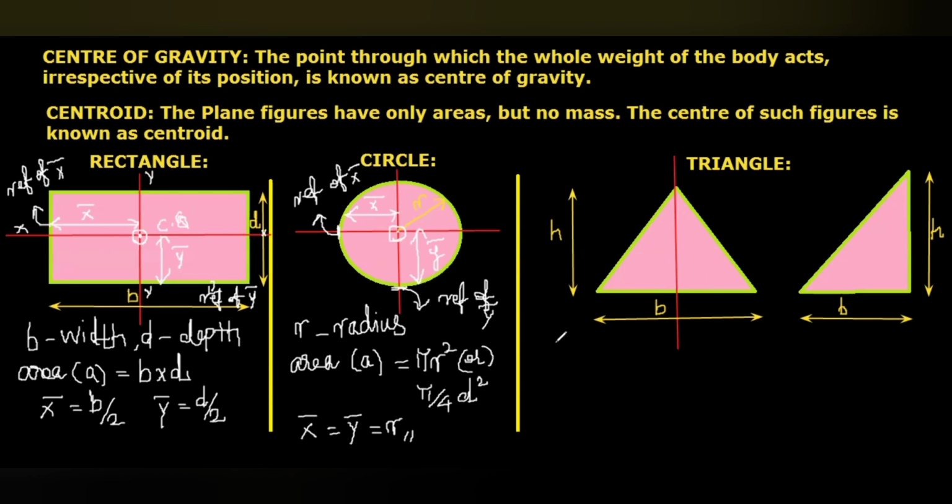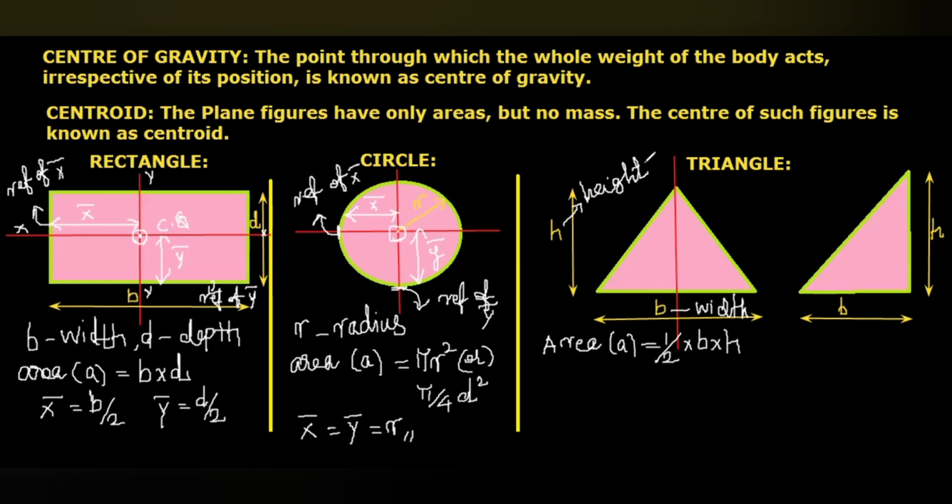Actually, the area of the triangle in both cases is the same. Area is half multiplied with b multiplied with h. This one is the width, and this one is the height.